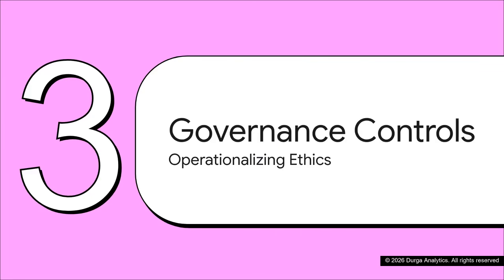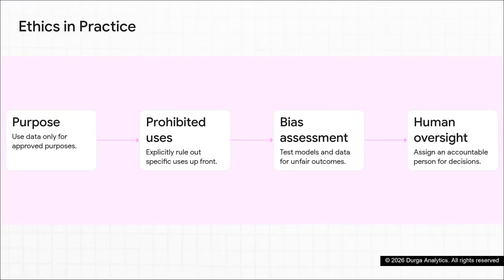Okay, Section 3, Governance Controls. It's time to pivot from philosophy to hard operational controls. These controls have to be built right into the data lifecycle. So how do we actually execute this? By implementing concrete steps. First, purpose limitation, meaning you're using data only for approved reasons. Second, prohibited use lists, explicitly ruling out toxic uses right up front. Third, bias assessments, stress testing your models for unfair outcomes. And fourth, human oversight, requiring an actual ethics sign-off before deployment and continuous monitoring afterward. You need to treat these just like you would a mandatory data quality check.